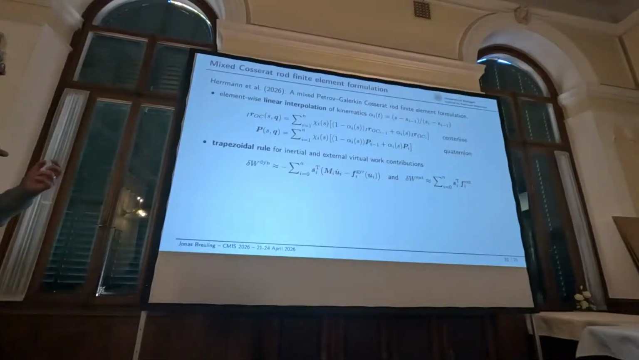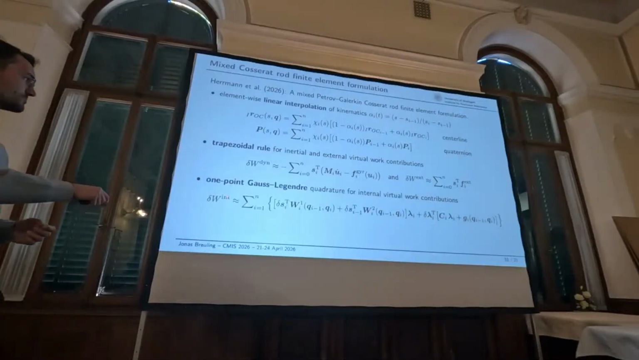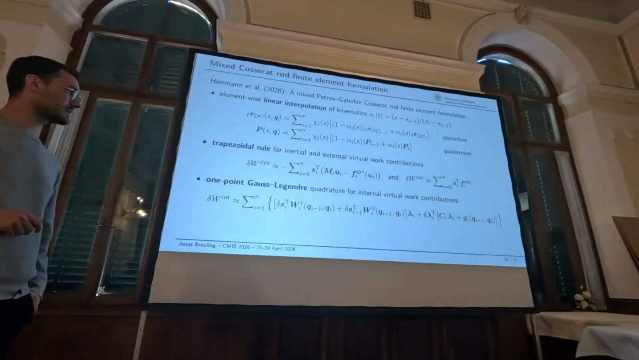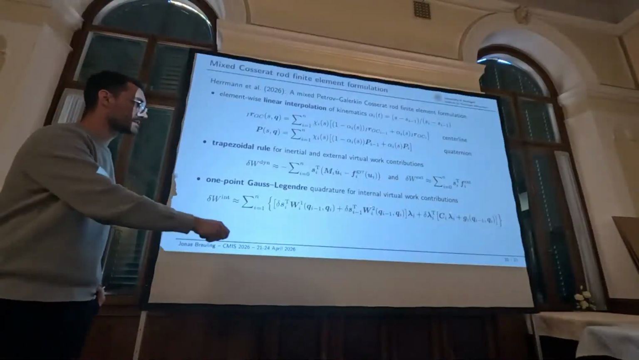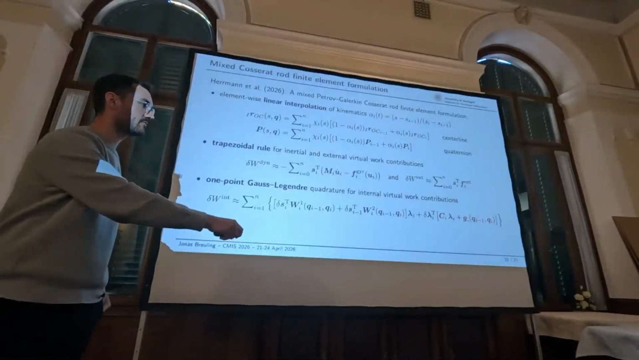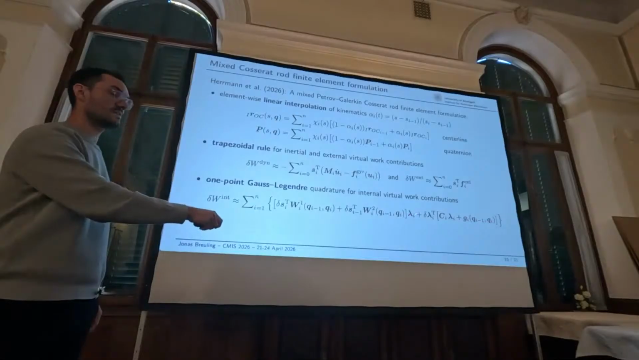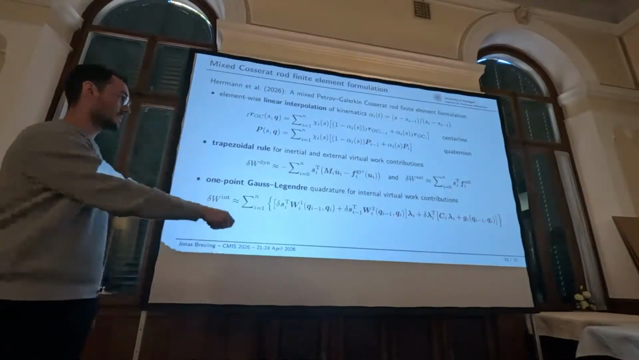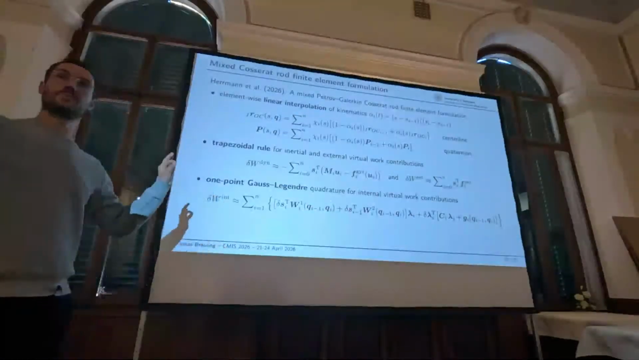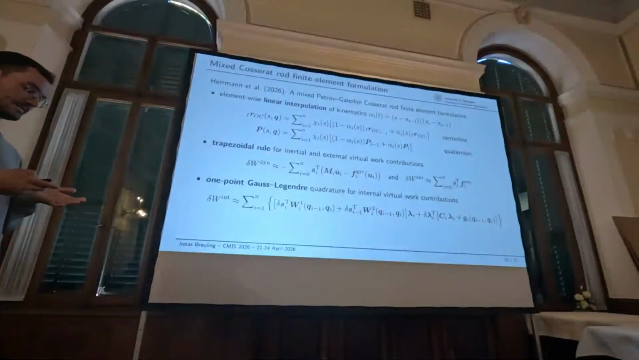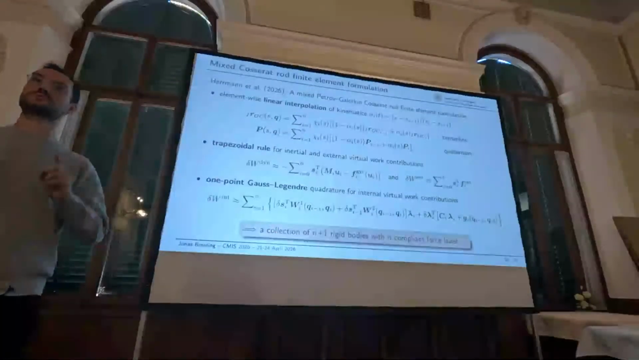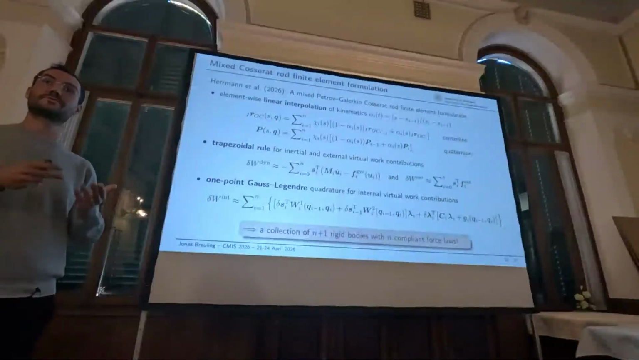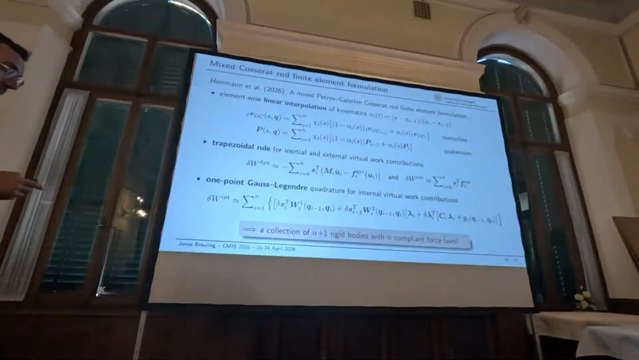And for the internal interactions, I use a one-point quadrature, Gauss-Legendre, and if you really derive the equations, you end up with a compliant force law, a single force law between two bodies, acting on both involved bodies. So in the end, it's a collection of n+1 rigid bodies with n compliant force laws in between. So it really reduces to rigid bodies with complex interaction.